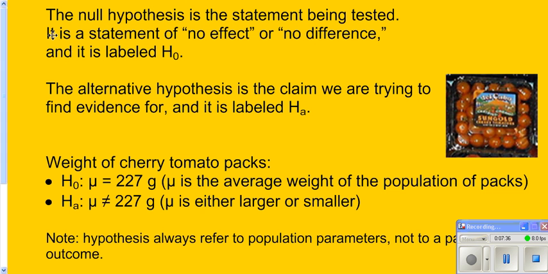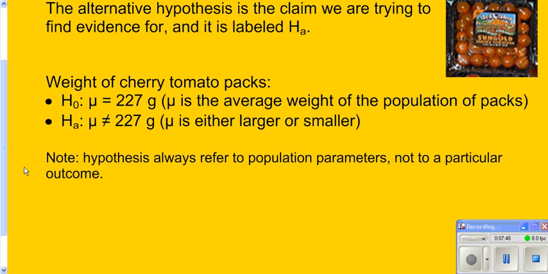Now, your null hypothesis and your alternative hypothesis always refer to your population mean. And since your null hypothesis means that there is no difference, you're always going to have your mean equaling whatever you were initially thinking your population mean was. Your alternative hypothesis is what you're trying to find evidence for.